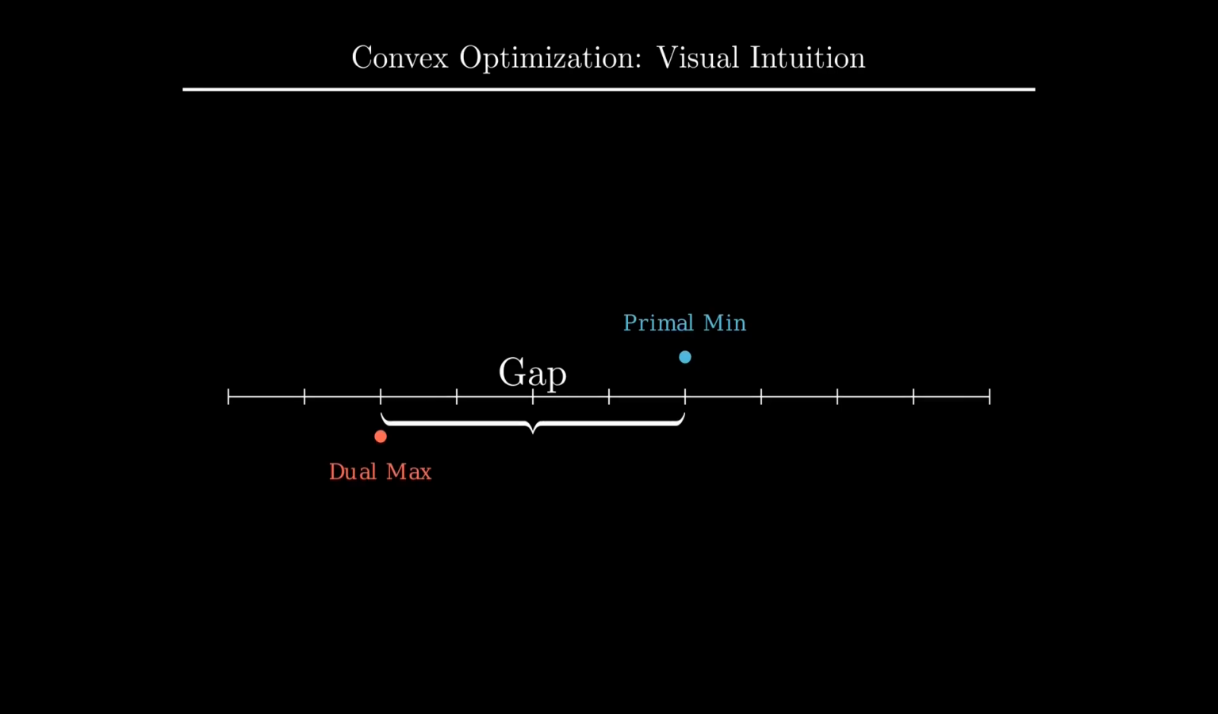Slater's condition is a technical check. It says, if the feasible set has an interior, meaning it's not completely flattened, then strong duality holds. When strong duality holds, the gap closes completely. The best lower bound equals the best upper bound. Solving the dual solves the primal.